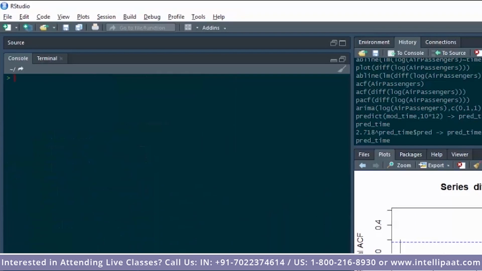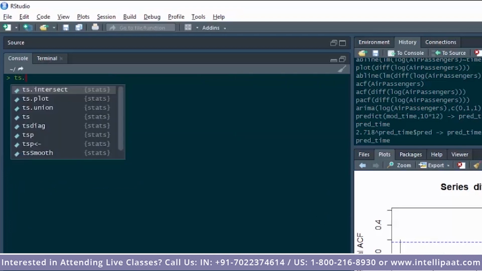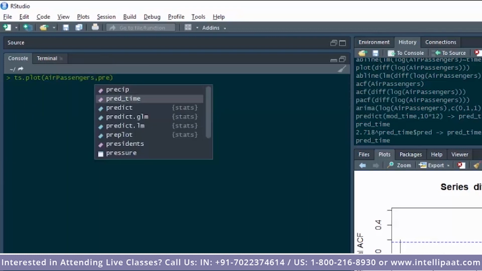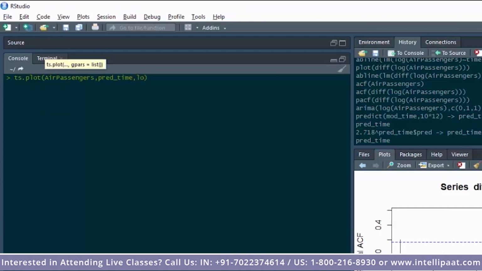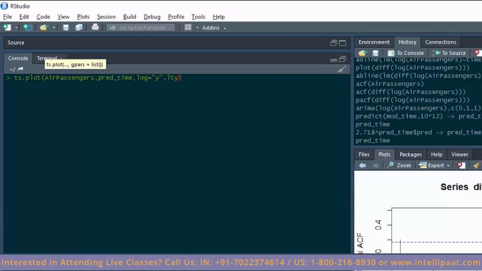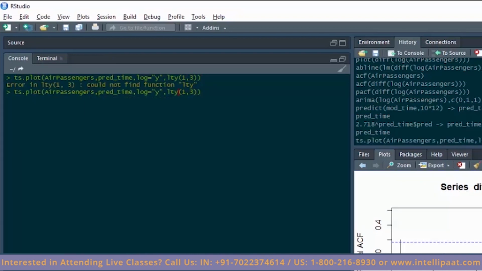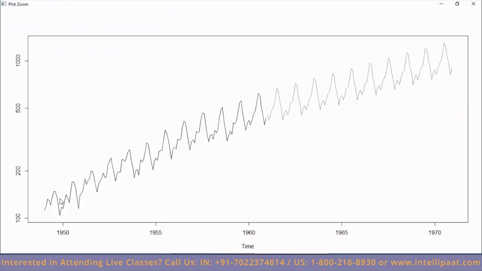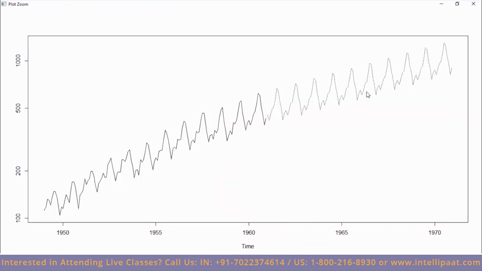Now also we'll go ahead and make a plot of the actual values and the predicted values. So it'll be ts.plot, and let me give in the actual values which are stored in air passengers. Let me give in the predicted values which are stored in pred time. And since I've used a logarithmic function, it'll be log equals y. Now I'll use the lty parameter to represent all of the actual values with solid lines, and to represent all of the predicted values with dotted lines. So it'll be lty equals c(1, 3). Right guys? So guys, these are the actual values and these are the predicted values.